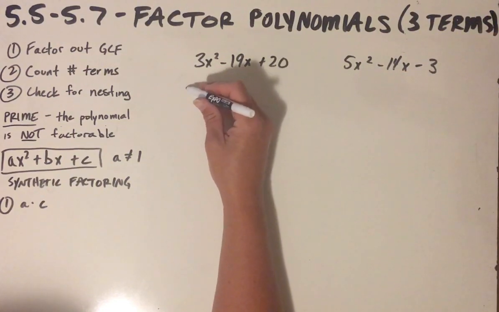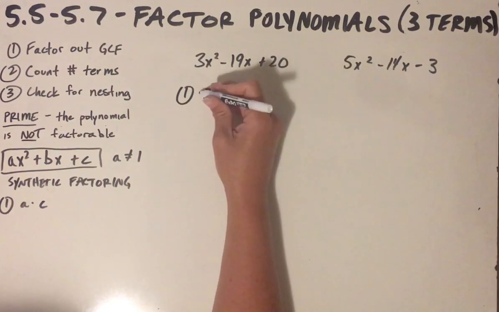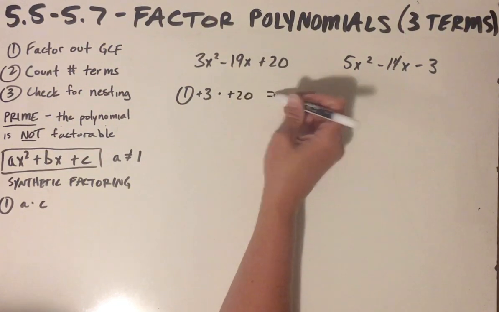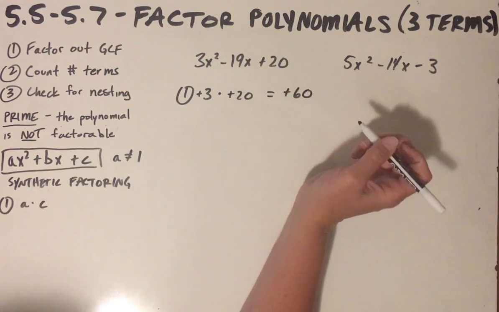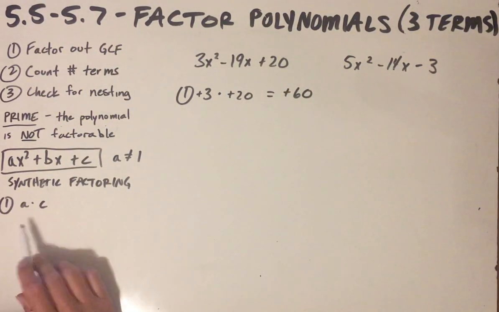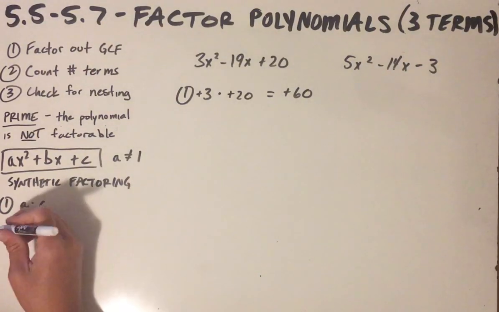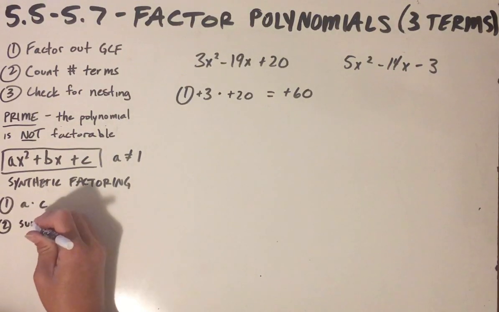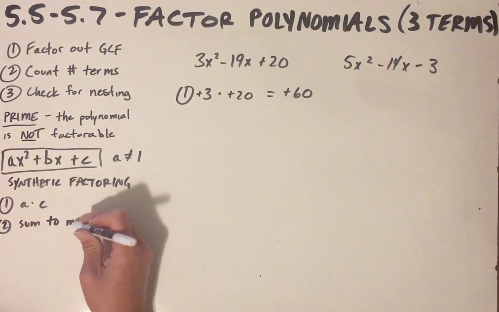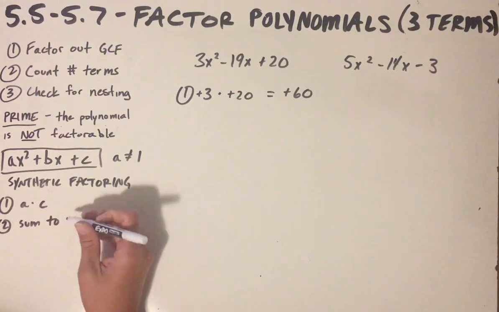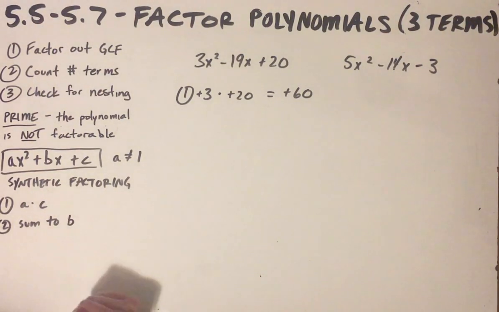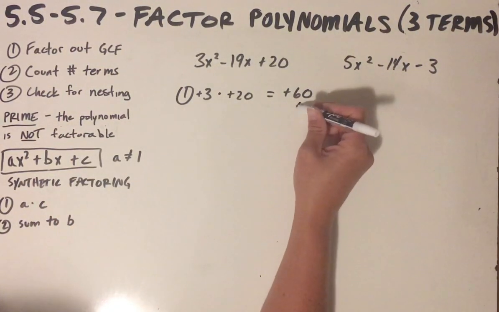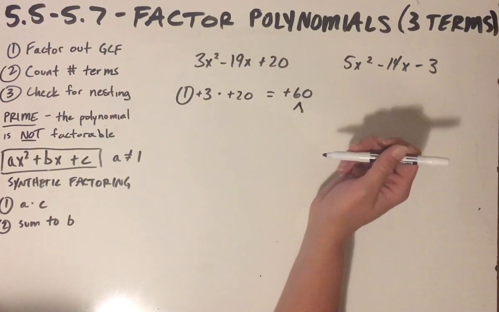So a, in this case, is 3, and it's a positive 3. And I'm going to times that by a positive 20 to get the result of a positive 60. Okay, so first step is I'm going to do a times c. Here's the example of that. The next step is I'm going to say the factors of a times c have to sum to the middle term, or in other words, the coefficient of the middle term, which in this case we're going to call b, this middle term right here. So now I'm looking for factors of 60 that will sum to 19.